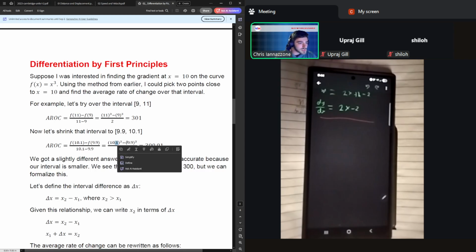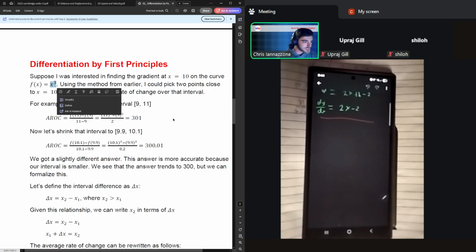That's essentially what's happening with differentiation by first principles. We are slowly and slowly decreasing the width of the difference between those 2 points. So if I want to find, I'm using a cubic here because the numbers are a bit bigger. You can see the change in a bit more detail. So we have this cubic, and we want to find the rate of change specifically at x equals 10.